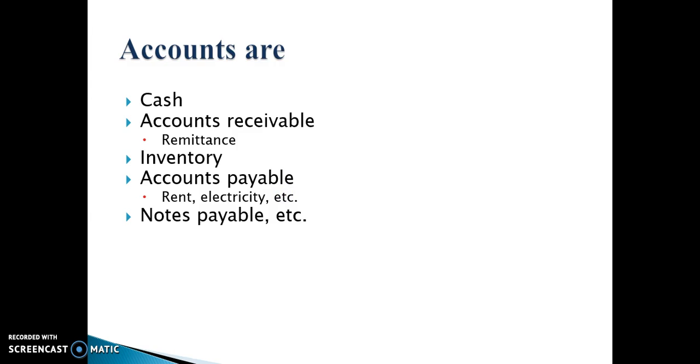When we talk about accounts, we are referring to cash accounts, accounts receivable, meaning things that have come in that we have received. We talk about accounts that are inventory. We also have accounts payable that include things like rent, electricity, utilities, and then we have notes payable.